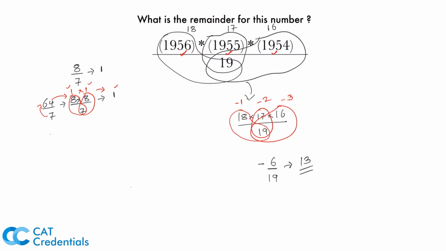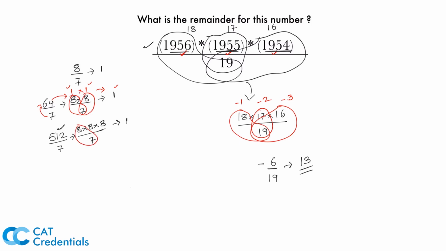Let's take one more example to understand it better. 512 divided by 7. What is the remainder in this case? 7 7s are 49, 22, 7 3s are 21, remainder is 1. Or I can write 512 as 8 into 8 into 8. Why am I splitting up 512? Because it's a big number. That's what happened here. 1956 into 1955 into 1954 was a big number, so I split it up into 3 numbers which are already given to me in the split up, and then I take the individual remainders.